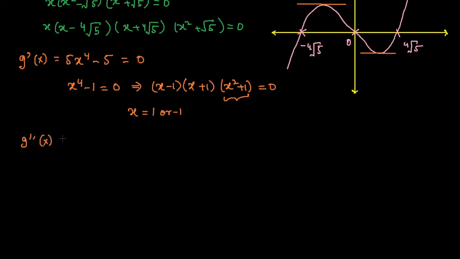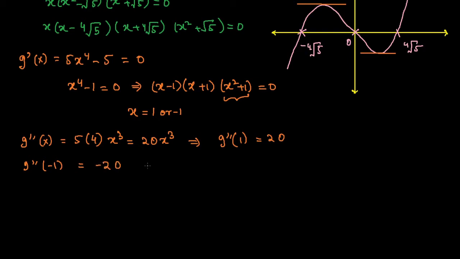Now let's find out what g double dash of x is. We can say that g double dash of x is nothing but 5 times 4 times x cube, which is 20 x cube. So g double dash of 1 equals 20, and g double dash of minus 1 equals minus 20. So we can say that at x equals 1 it will have the local minima, and at x equals minus 1 it will have the local maxima.